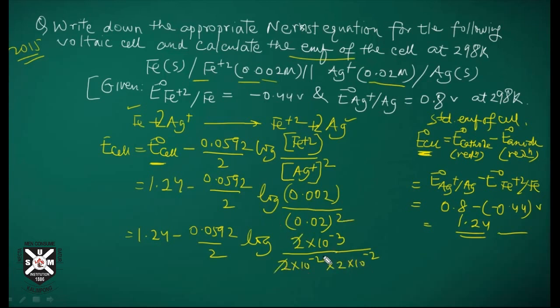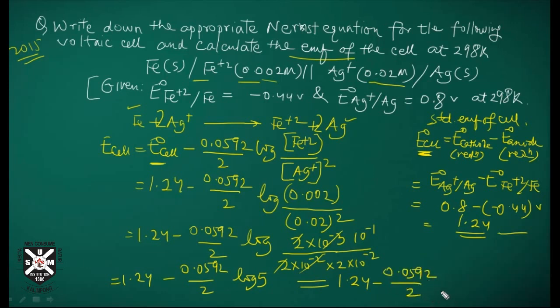So cancelling all this, what will you get? E equals 1.24 minus 0.0592 divided by 2, you will get log 5. 1.24 minus 0.0592 divided by 2, and the value of log 5 is 0.6989. Now calculate using your calculator, you will get 1.219. This is the answer, and this is the EMF of the cell.